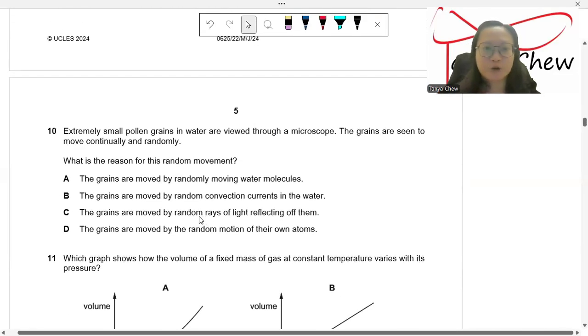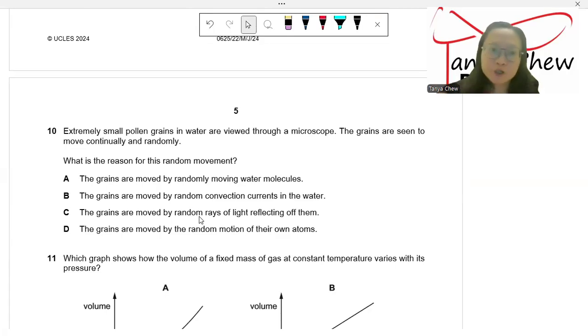Question number 10. Extremely small pollen grains in water are viewed through a microscope. The grains are seen to move continually and randomly. What is the reason for this random movement? Now, you have to recall, right? Brownian motion. Do you still recall? The small pollen grains move in a zigzag, random motion due to the collision between the small pollen grains and the even smaller water molecules.